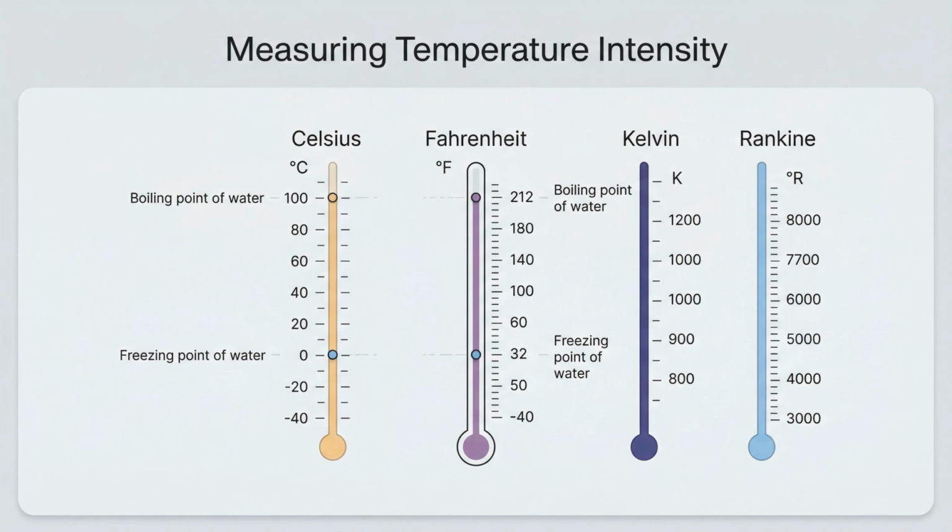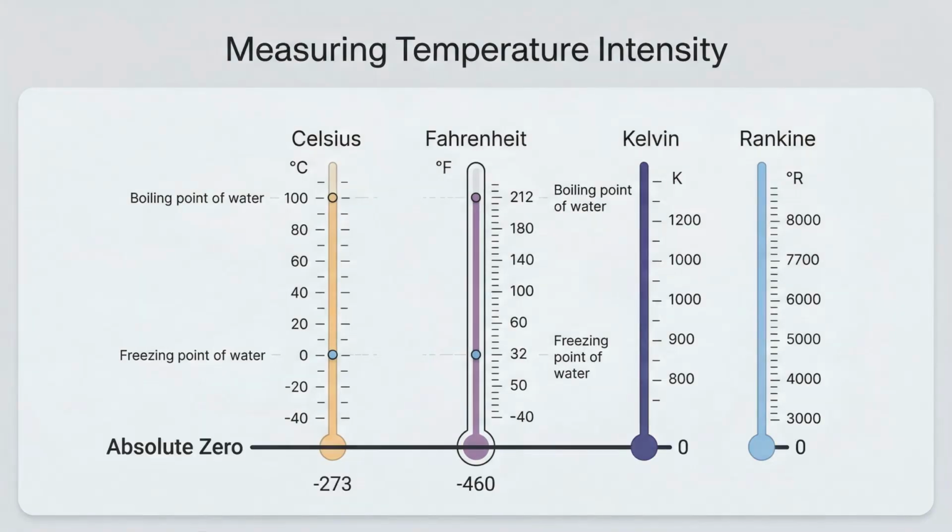But there are also absolute temperature scales, known as Kelvin and Rankine, which are crucial for certain scientific and engineering applications. These absolute scales start at absolute zero. This is the theoretical temperature where all molecular movement completely stops, meaning absolutely no heat is generated. On the Celsius scale, this happens at -273 degrees.